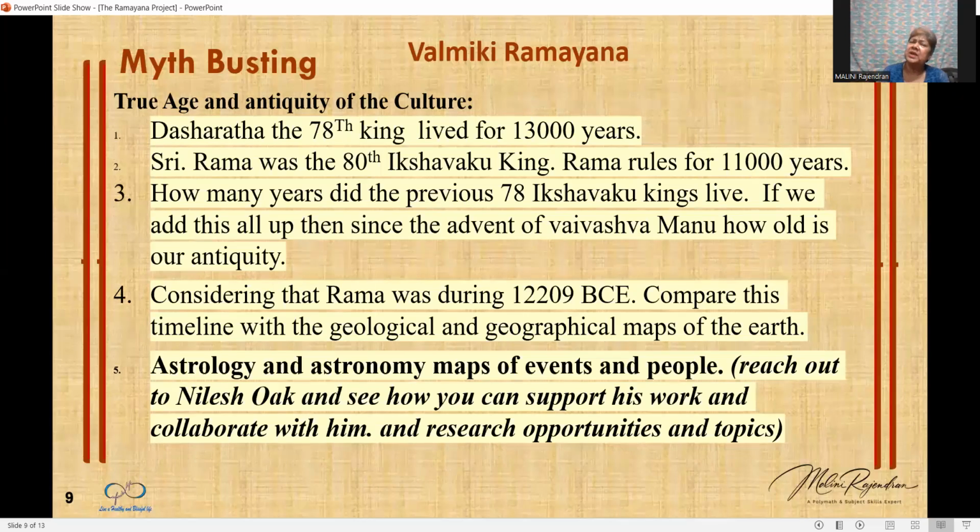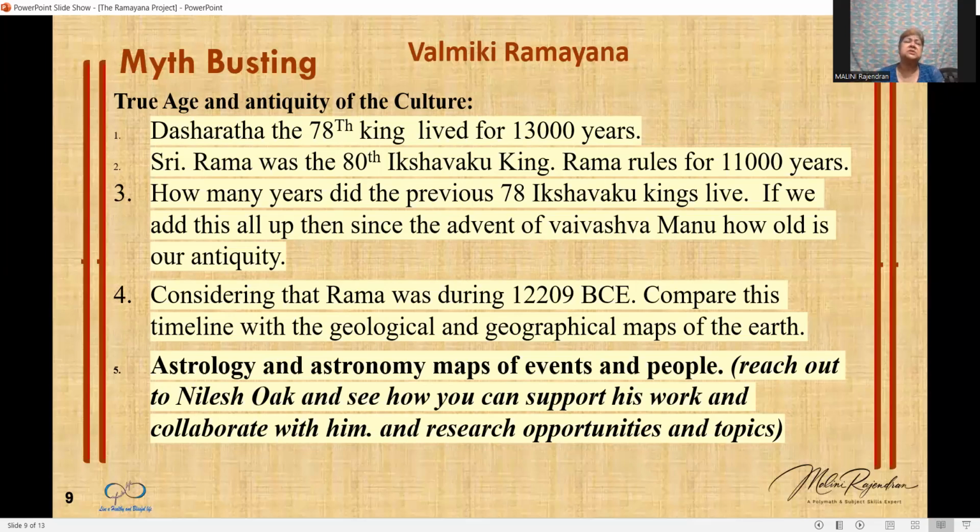And what is the true age and antiquity of a culture? It is so important to establish an authentic and real timeline, because it is only through that authentic and real timeline that future generations will appreciate the greatness and the value of any culture. Unfortunately, in the last 500 years, a lot of the historical facts have been discredited, distorted, and rewritten.